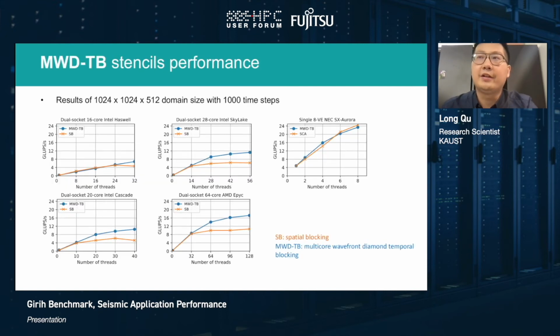These curves here represent the performance of a node in terms of gigastencils per second. For multi-thread performance on a node, MWTB beats SB in terms of scalability and performance for pure stencil performance on various architectures, including recent Intel and AMD chips.